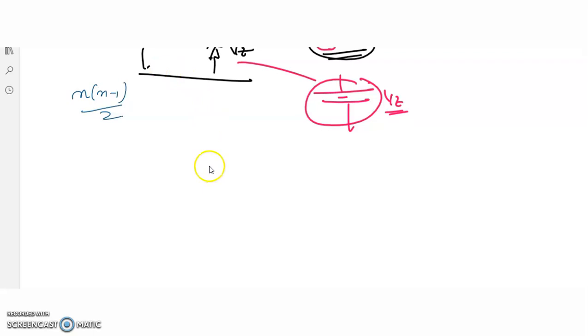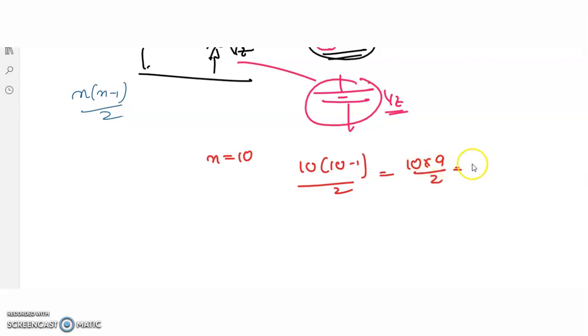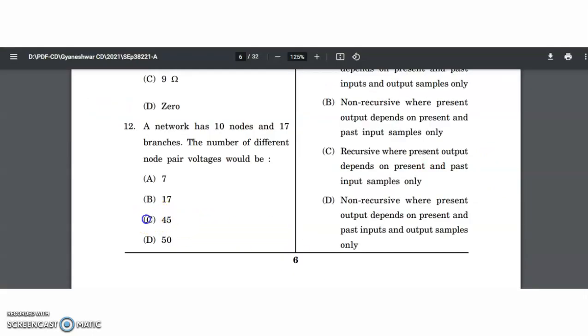And how many nodes are given in the question? 10 nodes are given. So 10 into 10 minus 1 divided by 2, that is equal to 10 into 9 divided by 2, that is equal to 45. So in this question we can take option C as the correct answer, that is the number of node pair voltages.